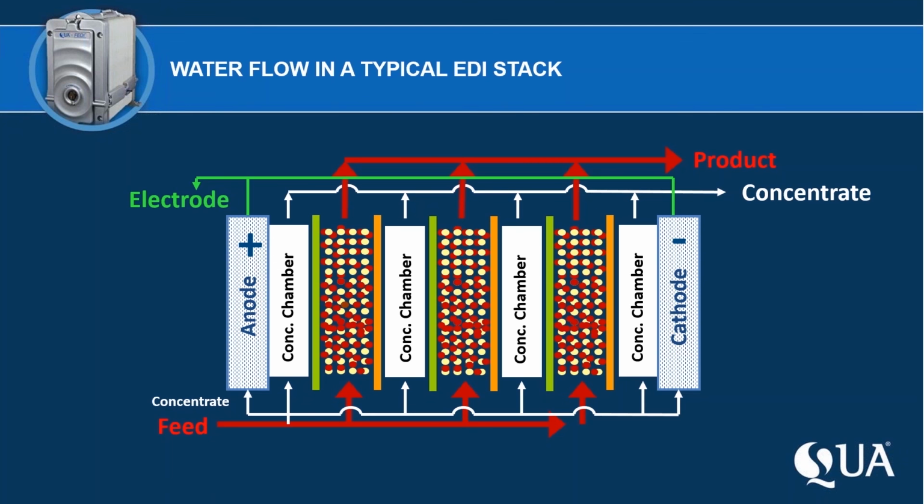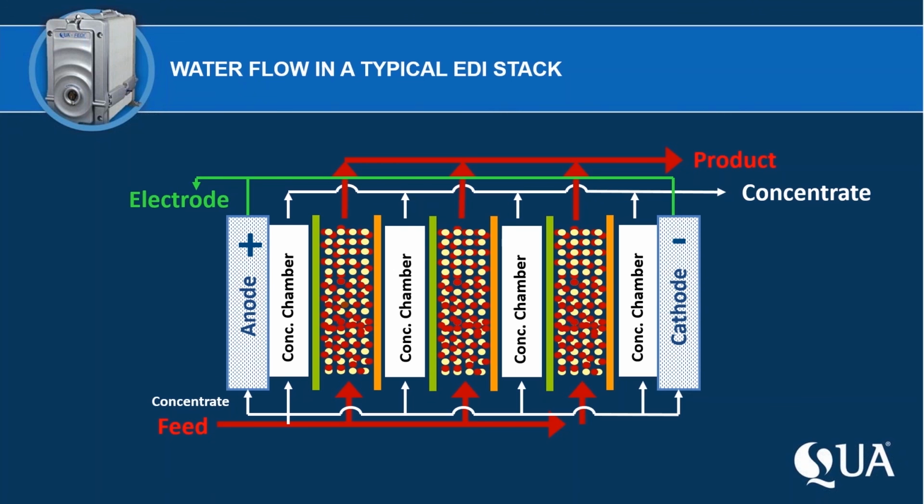So some EDI suppliers today actually combine the concentrate and the electrode, so they have only two different streams entering and leaving the EDI device. And there are pros and cons to that, and we'll get around to them.